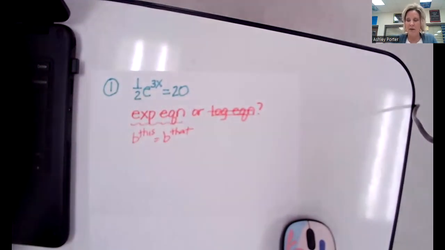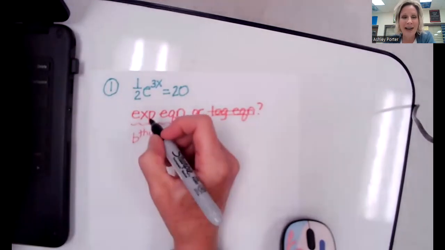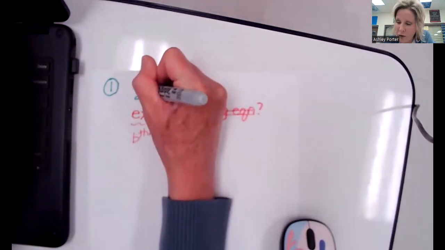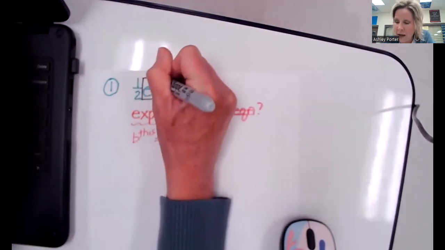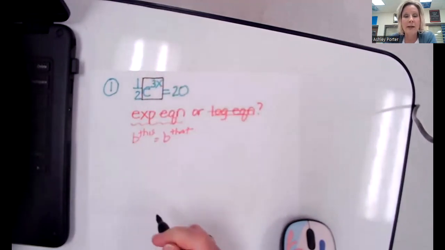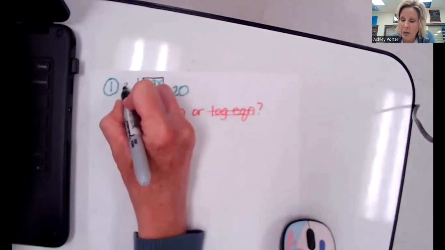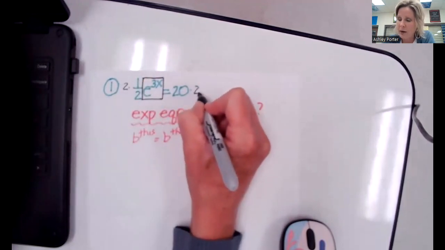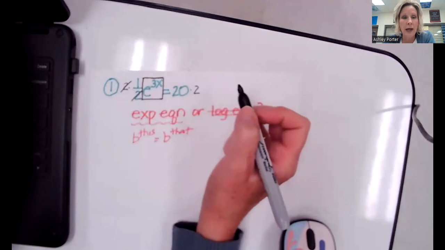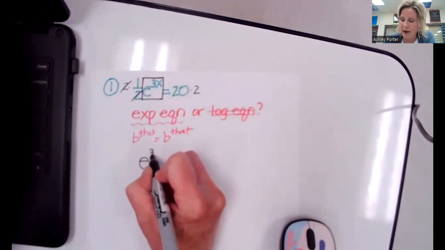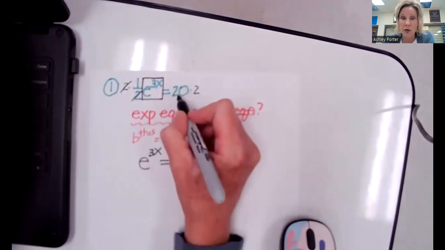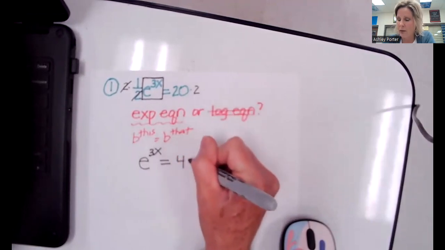So let me go one step further. I always have to isolate the exponential or the logarithmic portion. So I need the e to the 3x by itself. So what do I do with the 1/2? Multiply both sides by 2. So the 2's cancel, and you'd be left with e to the 3x equals 20 times 2, 40.